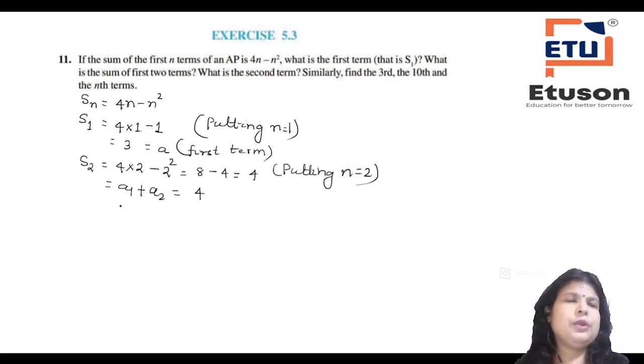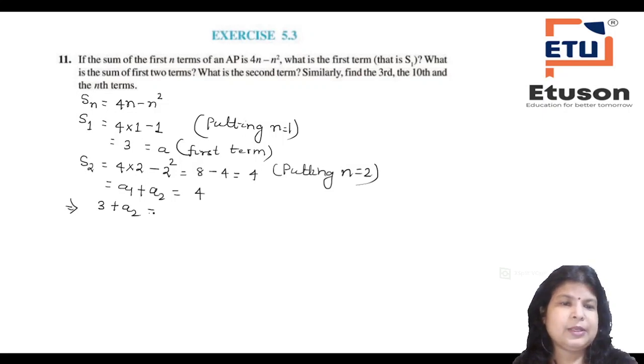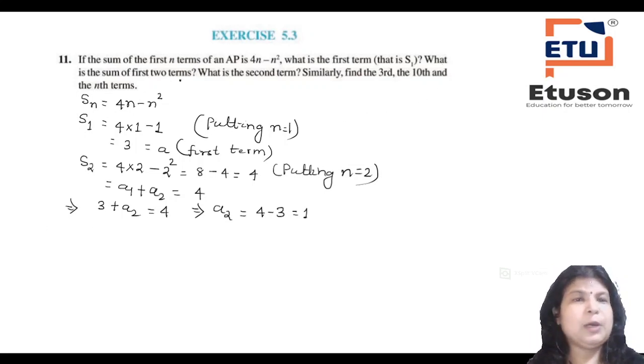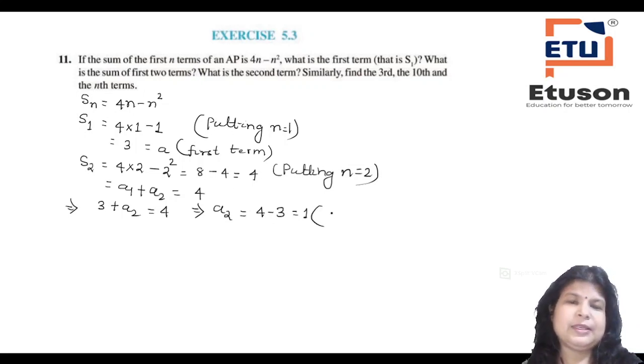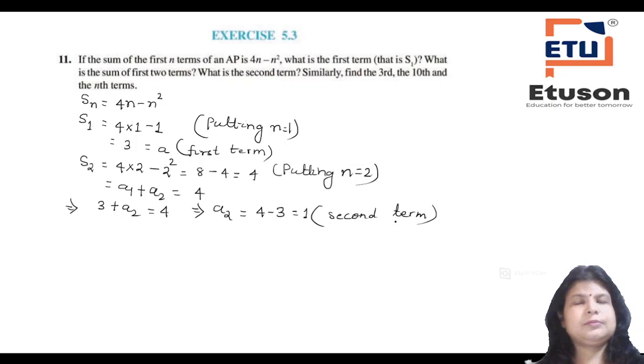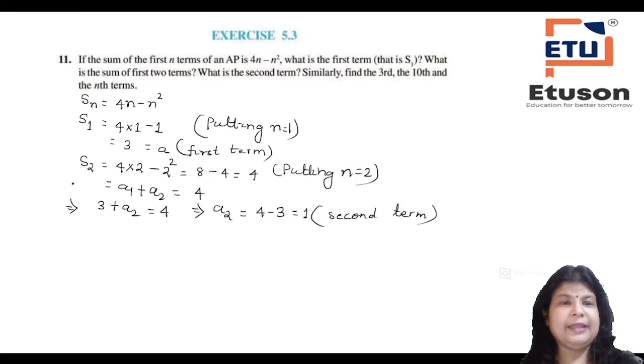Correct or not? So now, what is A? A is 3. It implies 3 plus A2 is equal to 4. It implies your second term is equal to 4 minus 3, that is 1. Right? So you have now obtained the sum of first two terms, it is 4. What is your second term? It is 1. Then what you need to find out? You have to find out the third and the 10th and the nth term.